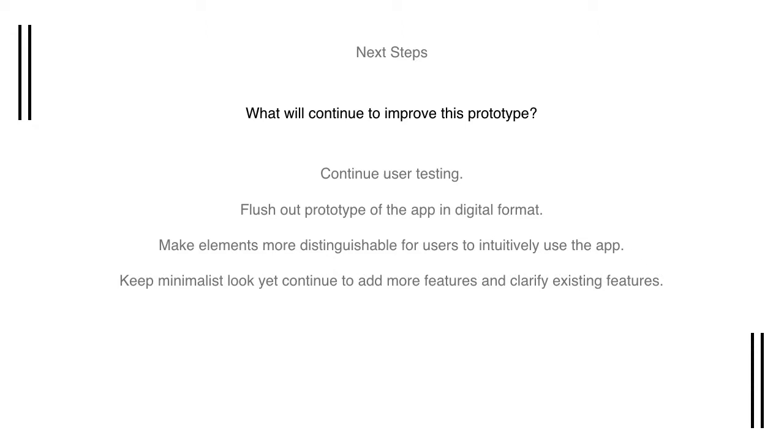Now, this app has not been created in a digital format, and it is usable through the online program that I used, but it is not something that is on the App Store or is available to download. So, continuing and moving forward, how can I improve this prototype? Because this is just a simple prototype.